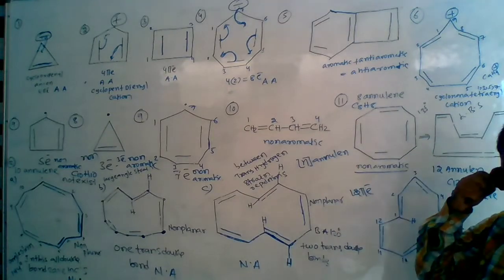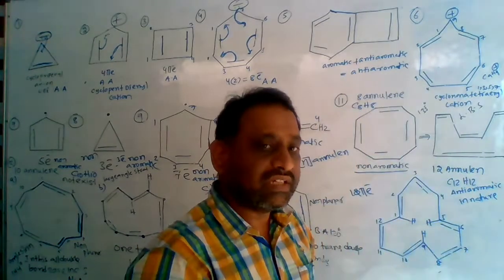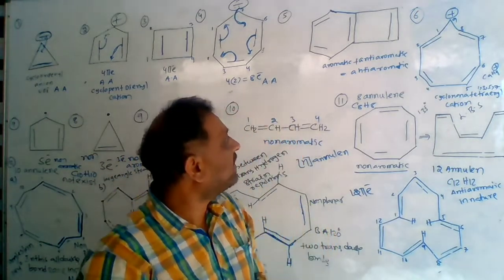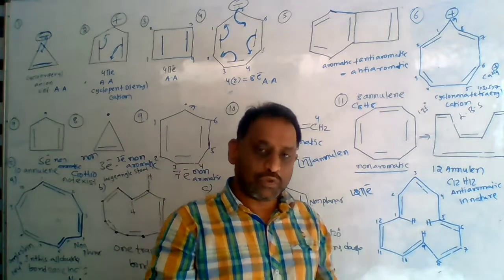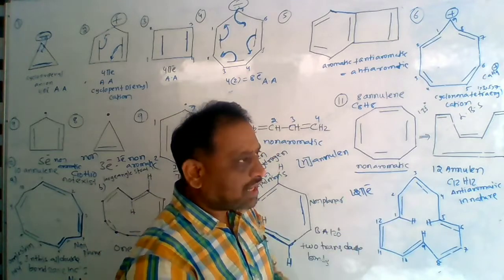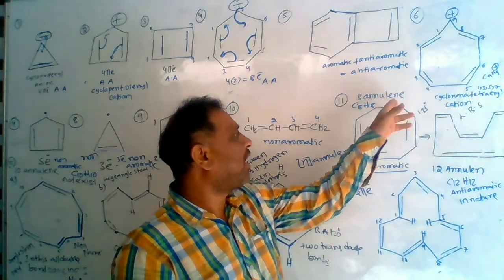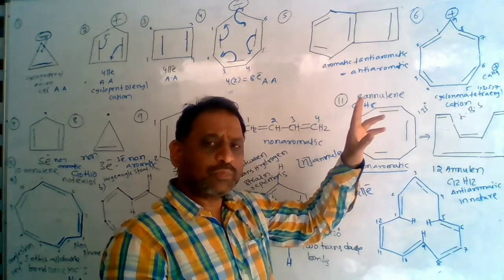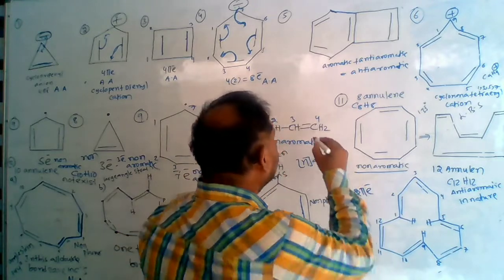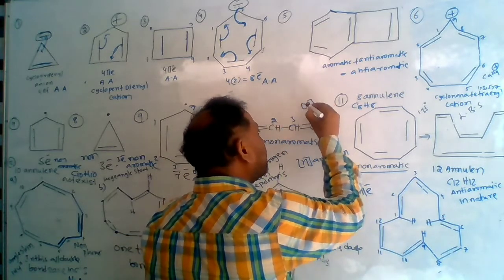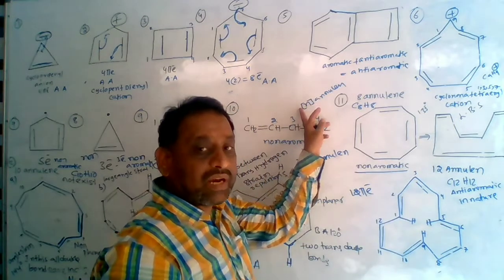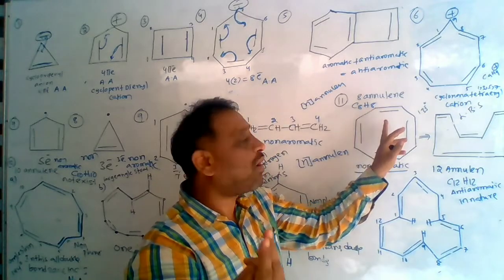And the 11th example is [8]annulene. Annulenes are nothing but monocyclic hydrocarbons with complete conjugation. Monocyclic hydrocarbons with complete conjugated molecules are called annulenes. According to IUPAC conventions, annulenes are also called [N]annulenes. Here N is represented in square brackets, and N represents the number of carbon atoms in the ring.